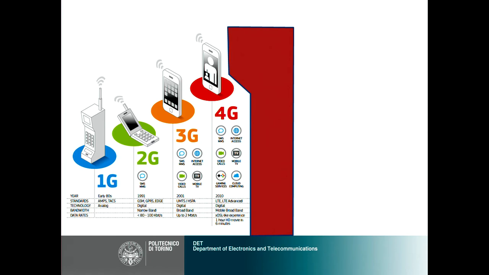3G was also the first technology that was really a worldwide standard. 2G had the problem of a fragmentation of standards. Europe had their own standard, the US had their own standard, Asian countries had their own standards. They were also using different parts of the spectrum. So if you bought a 2G phone in Europe, when you traveled to the US, you could not make a single phone call.